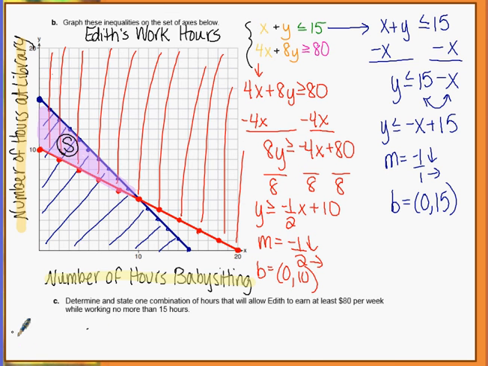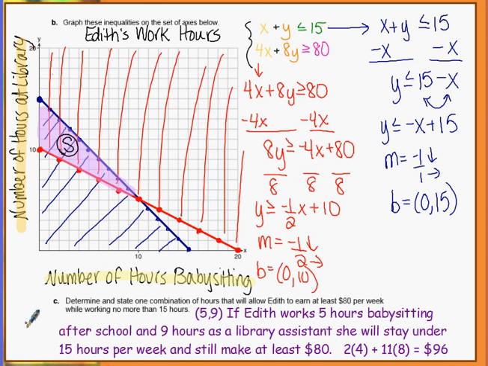So to determine one point that will meet both requirements, I chose the point 5, 9, which is about here, lands in that solution set region, saying 5 hours babysitting after school and 9 hours as a library assistant. She'll stay under her limit of 15 hours per week, so she still has time to focus on school and still make at least $80, her goal. She'll end up actually making $96.